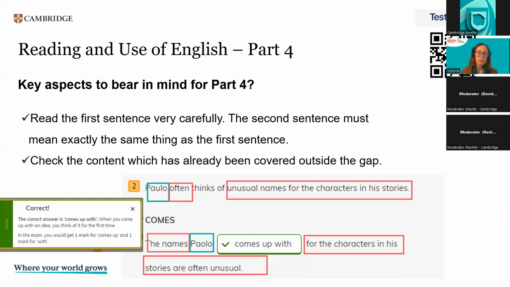So something important to bear in mind is that, for example, here probably you wouldn't make the mistake because comes already has the S. But in some cases, you may see that people forget the S. And then, although they have come up, because they are missing the S, they wouldn't get any points for these parts of the answer. So really, it's important that you pay attention to detail and that you are sure of what you are writing.